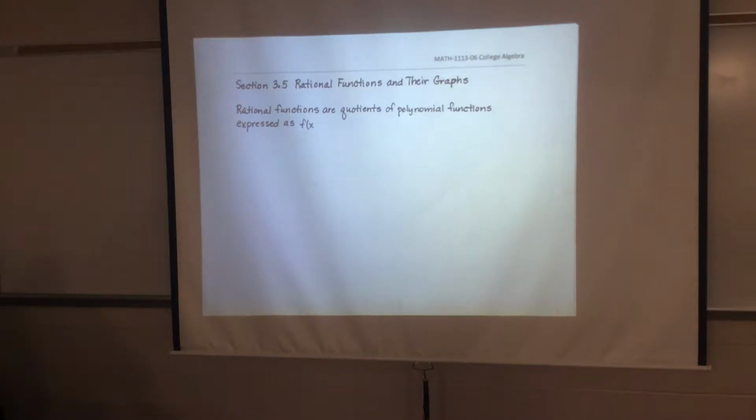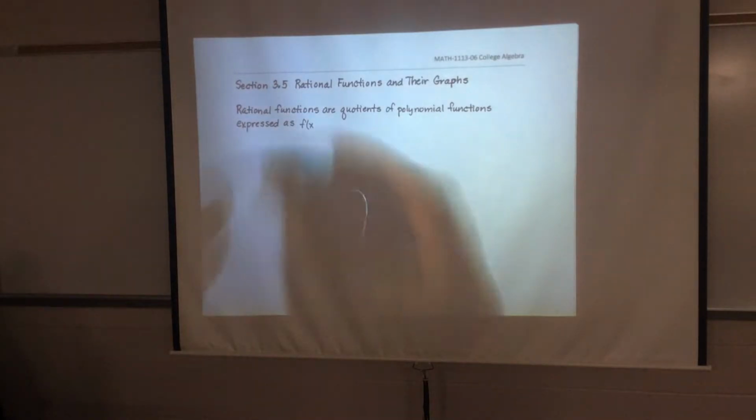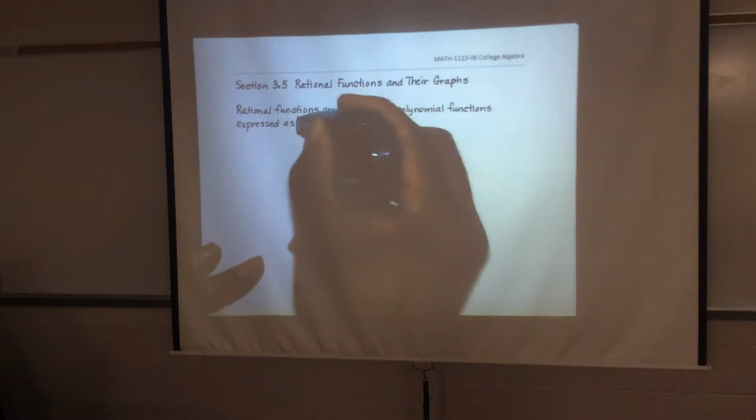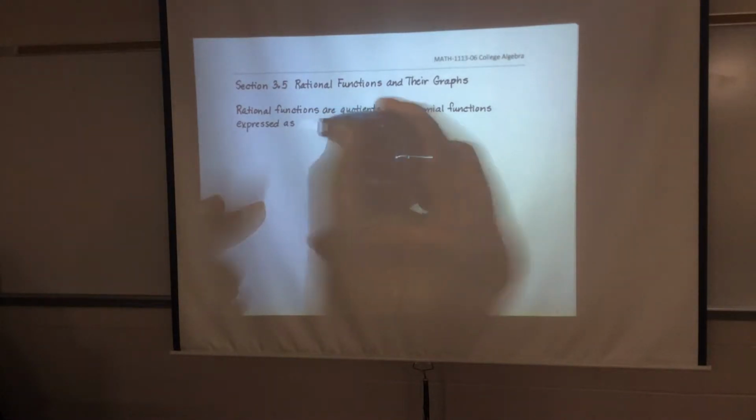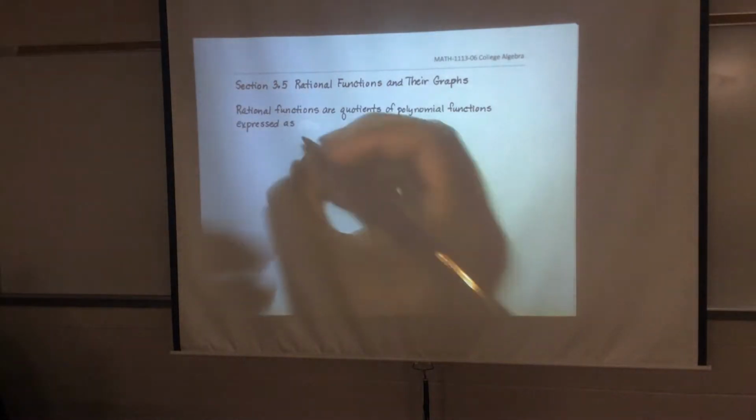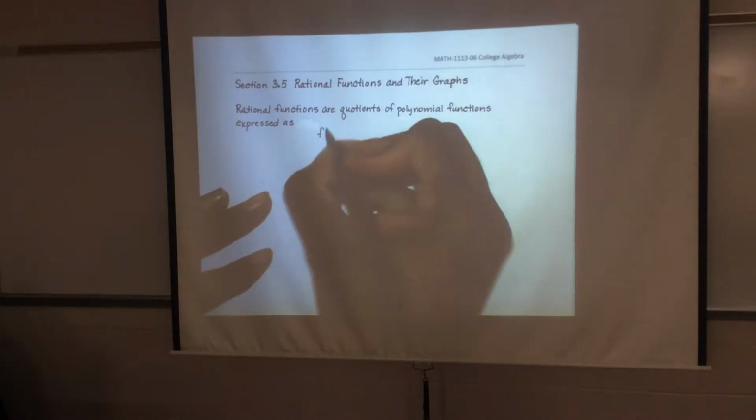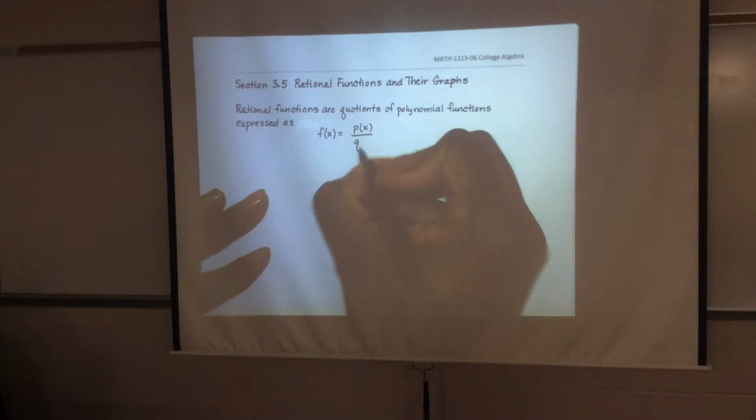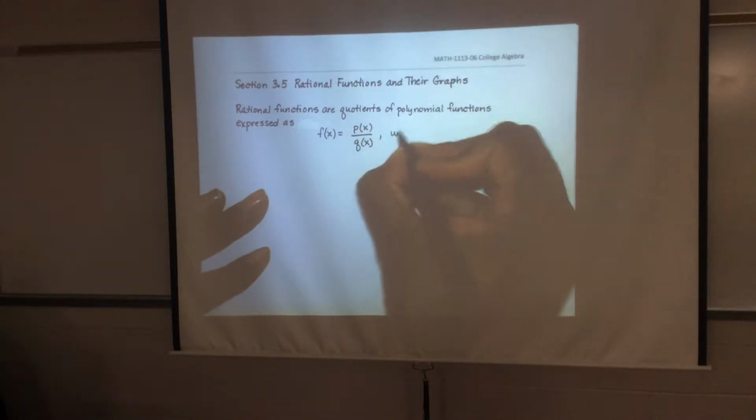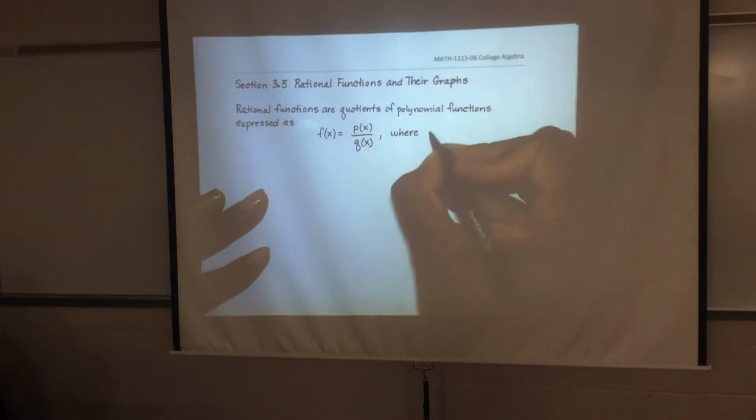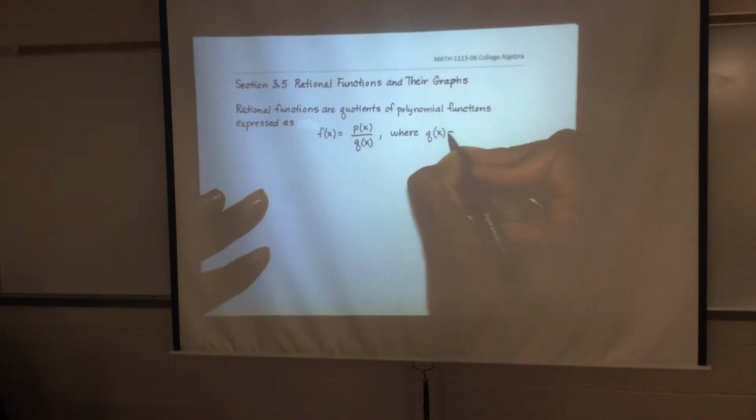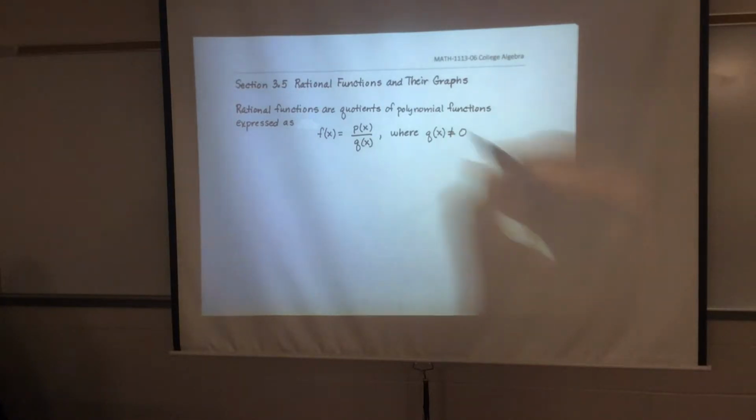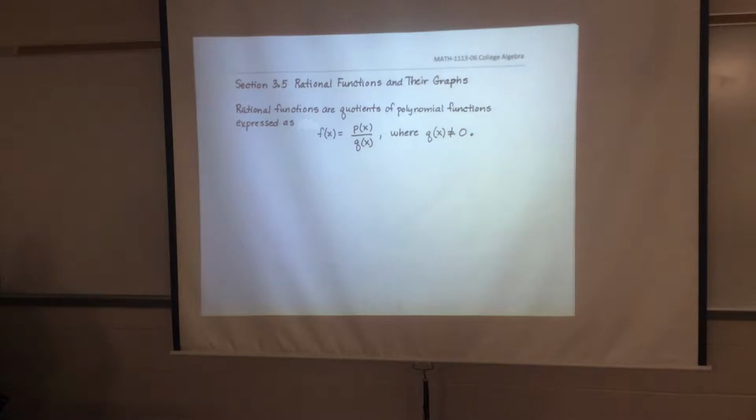It's going to be expressed as f of x equaling p of x divided by q of x. And that is going to be where your denominator, q of x, is not equal to 0. Okay? So, the denominator cannot be equal to 0 here in this case.